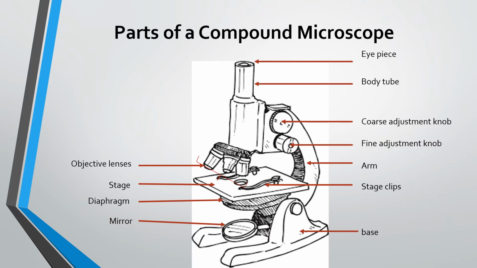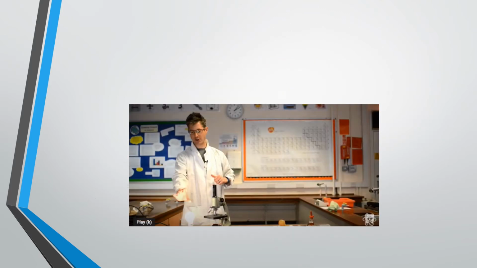So these are the main parts of a simple microscope, compound microscope, and I have explained all the functions of each of these parts also. Okay, now you know all the parts of a microscope, and now let's see how we can use a microscope, or how we can use a compound microscope in observing a specimen.